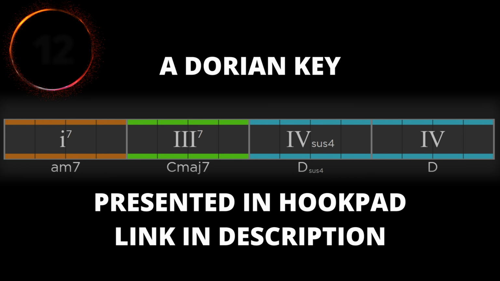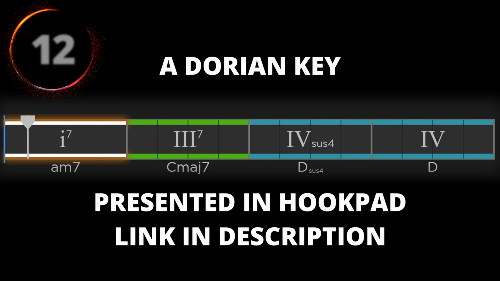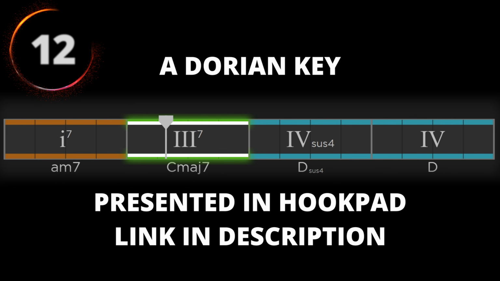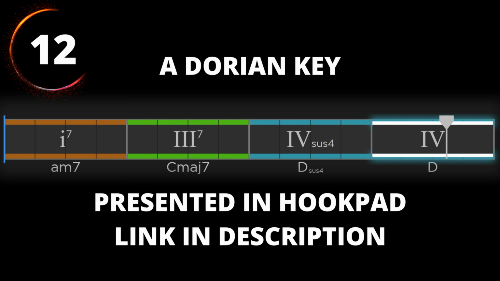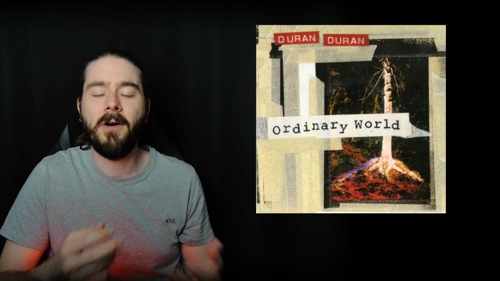Number 12 is 1 minor 7th, 3 major 7th, 4 sus4, 4. This is an altered version of number 15 with the addition of minor and major 7th chords. These provide a smooth and relaxing ramp up to the 4 sus4. It is always worth experimenting with different chord types to get more mileage from your progressions. For example, changing them up for later repeats of a verse or chorus. You can hear this progression in Ordinary World by Duran Duran.